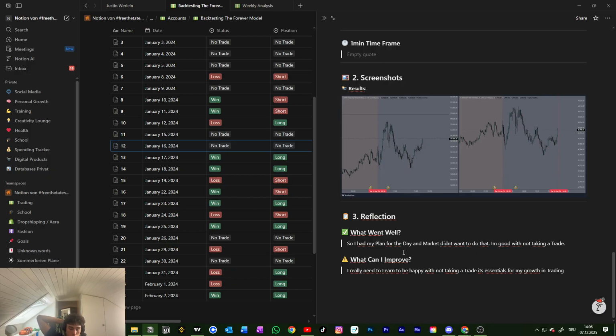And yeah, don't trade if you don't have a setup or if you don't see any models occurring. And then what can I improve? I really need to learn to be happy with not taking a trade. It's essential for my growth in trading. That's still something I need to improve.